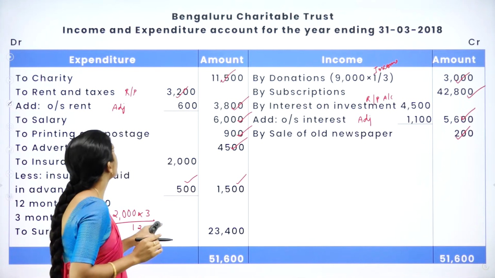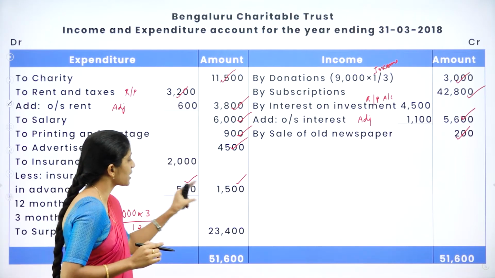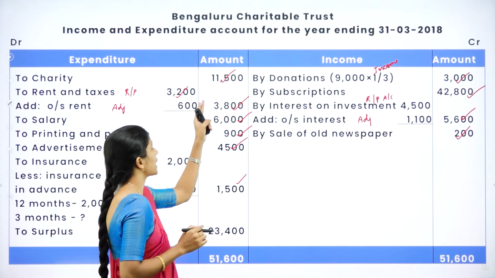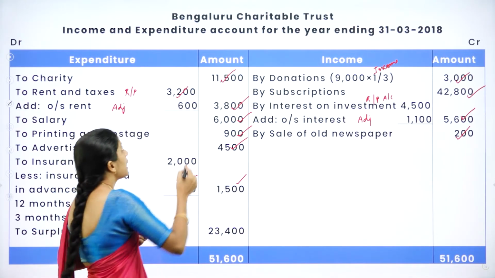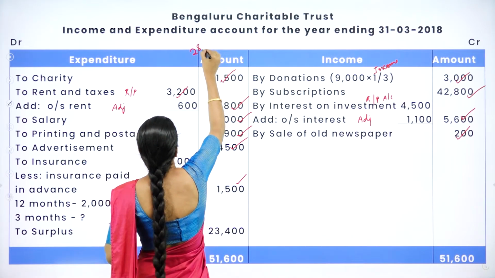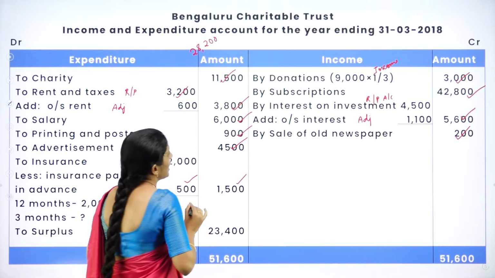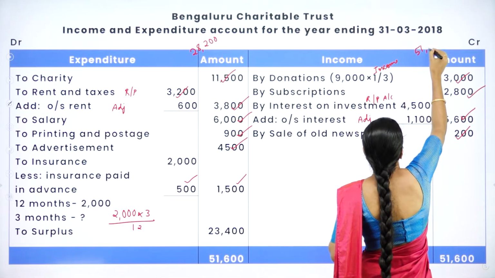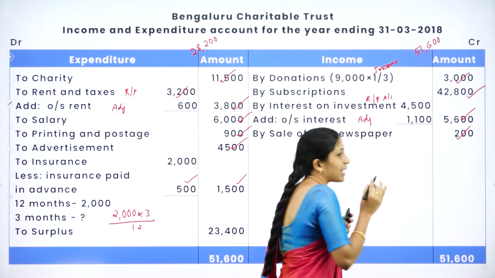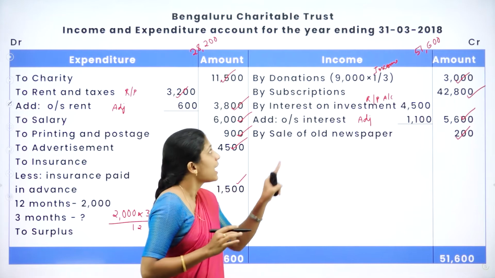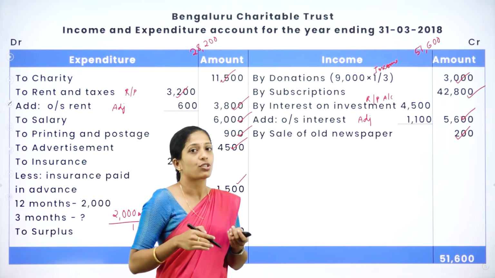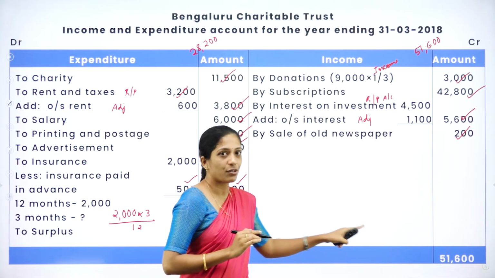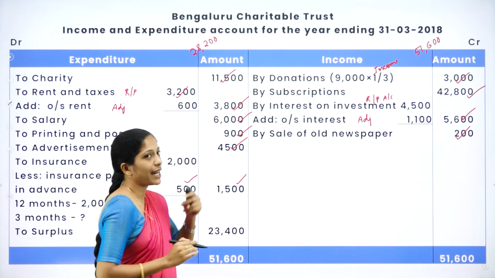Now we have to balance. When you add all the expenditure, 1,500, 4,500, 9,000, 6,000, 3,800 and 11,500, you will get 28,200. Whereas when you add all the income, you will get total income of 51,600. Now your income is more than expense. That is excess of income over expenditure. So what is excess of income over expenditure? That is surplus. So I will write 51,600 on both sides, minus 28,200.